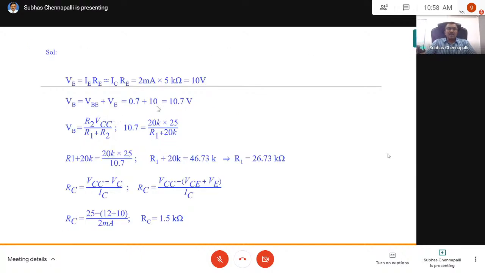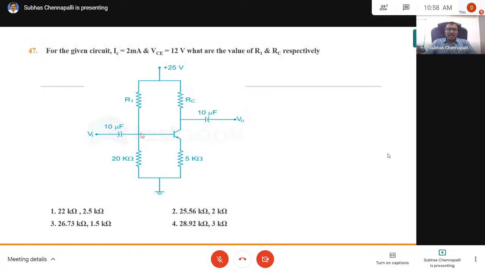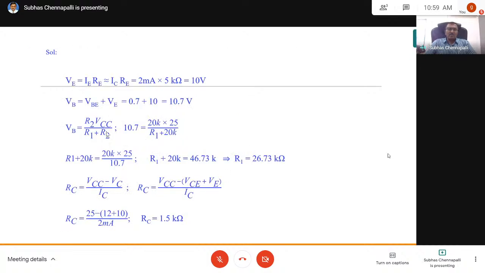So this is 0.7, this is 10, so 10.7. Then this voltage is 10.7. Then I calculate this. I know this voltage using voltage divider bias, so I will apply the voltage divider formula here. VB is equal to R2 times VCC by R1 plus R2. VB I know, VCC I know, and R2 I know. Then you just rearrange and finally you will get R1 is equal to 26.73. It is one of the design parameters asked.